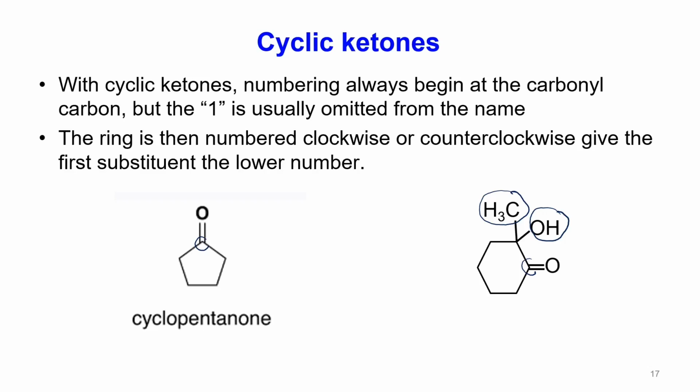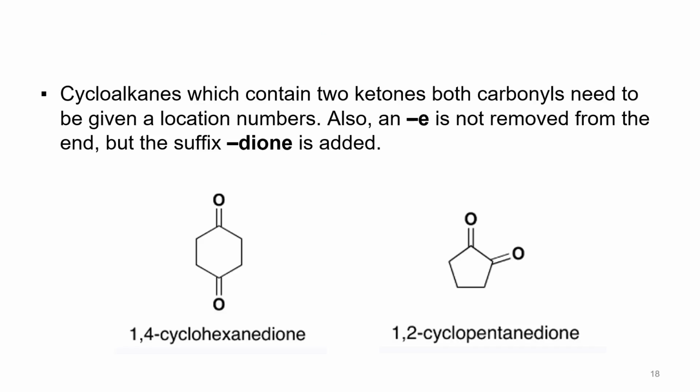Carbon number 1 is the carbon double bond O, and carbon number 2 is nearest to the substituent groups, because substituent groups must be attached to the lowest numbered carbon. So the IUPAC name given is 2-hydroxy-2-methylcyclohexanone.